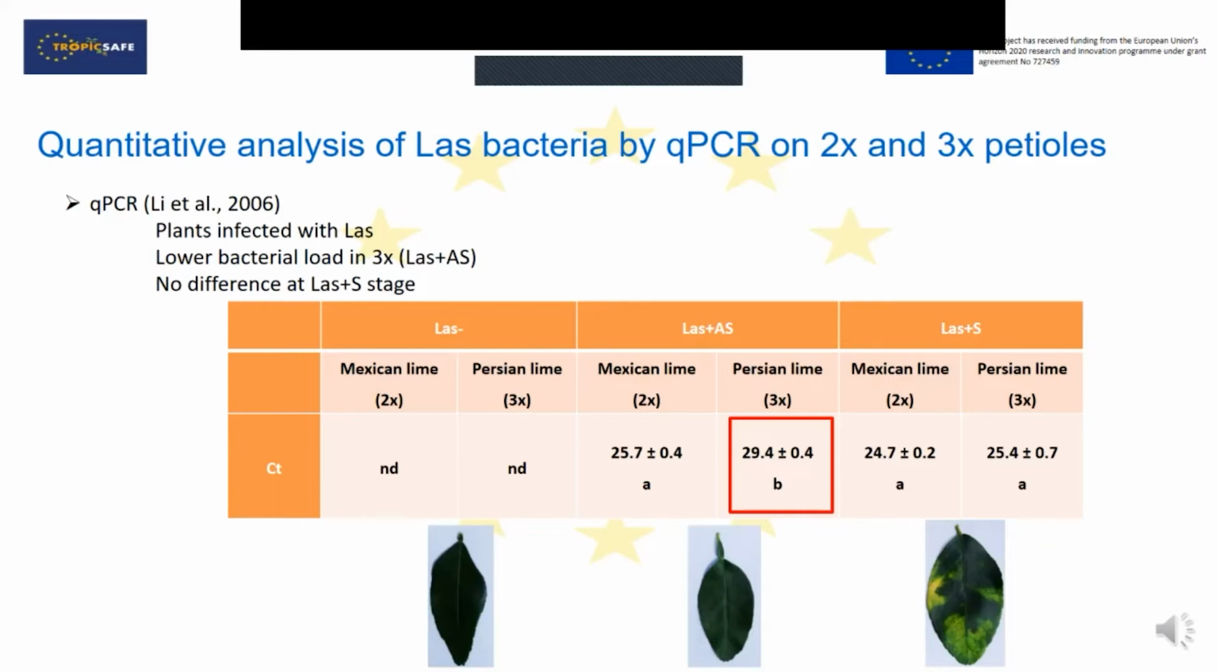However, in the center, you can see that for asymptomatic leaves, the Ct of Persian lime is much higher. This means that the quantity of bacteria is much lower than in the Mexican lime. It was expected because when we looked at the trees in the field, the Persian lime is in much better condition.